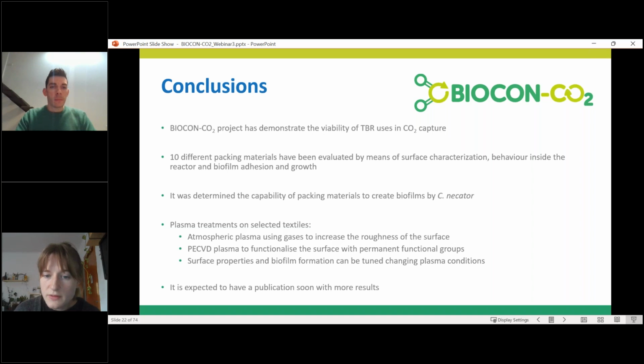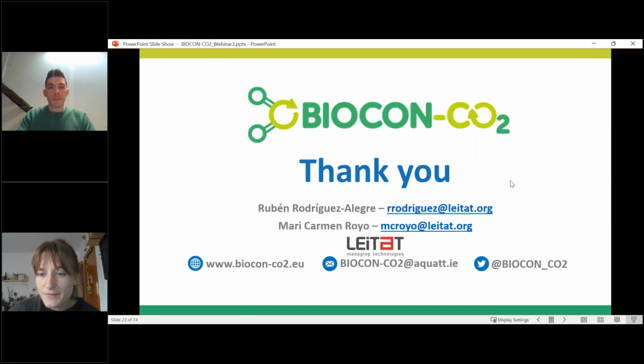And we used atmospheric plasma using gases to increase the roughness of the surface. We also used PECVD plasma with liquid compounds to functionalize the surface with permanent functional groups. And we also studied the surface properties and biofilm formation. We also observed that the surface properties and biofilm formation can be tuned by changing the plasma conditions. And nowadays, it is expected to have a publication with some of the results. And thank you. This is all from our side. If you have questions.